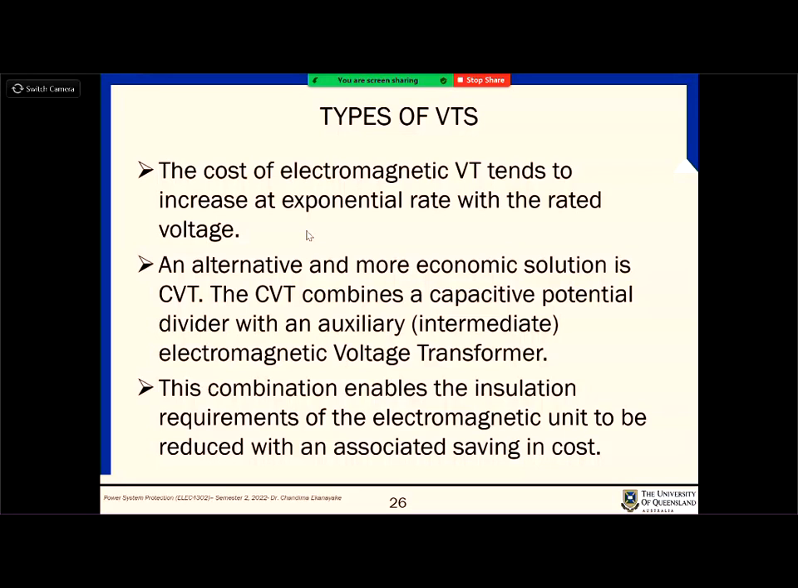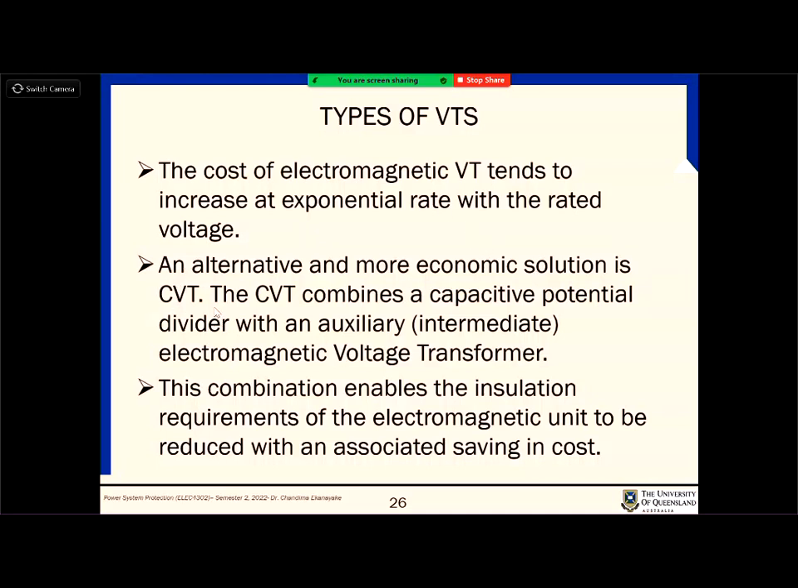But when you are going ahead with very high voltages, sometimes it is not economical to use these electromagnetic type VTs where you have just the two windings. The reason is that the insulation level will go up, because when you have very high voltages, you need to maintain very high insulation levels. To avoid that, they have another design called CVTs.